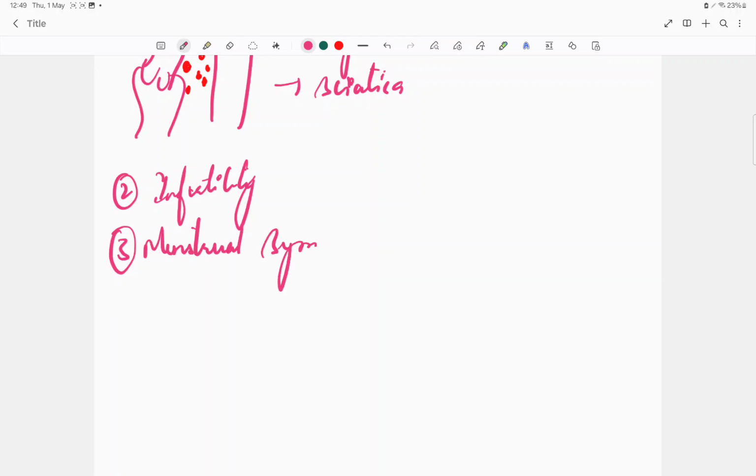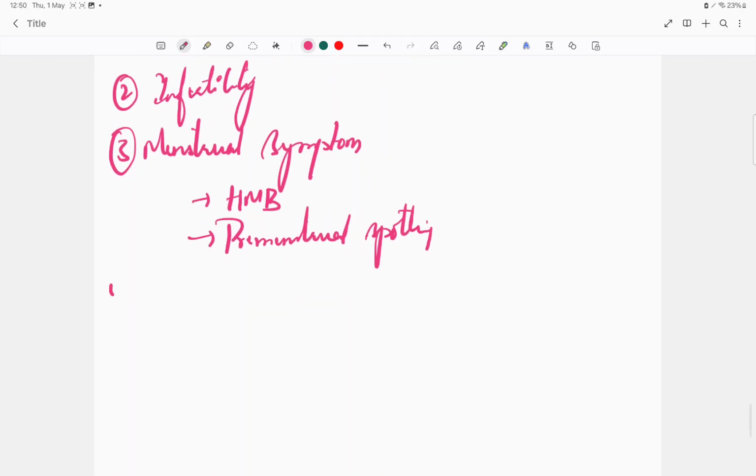And the third thing is menstrual symptoms. What are the things that you can see in the case of menstrual symptoms? First one is HMB, heavy menstrual bleeding, and next is premenstrual spotting. Premenstrual spotting can be seen. Okay, next, fourth is gastrointestinal symptoms. In this, I told you constipation is there, diarrhea is there, tenesmus will be there, dyschezia will be there, hematochezia. Dyschezia is nothing but painful defecation. Hematochezia is blood in stools.